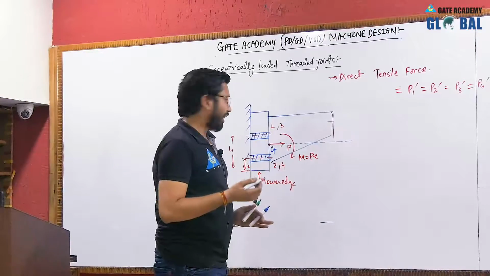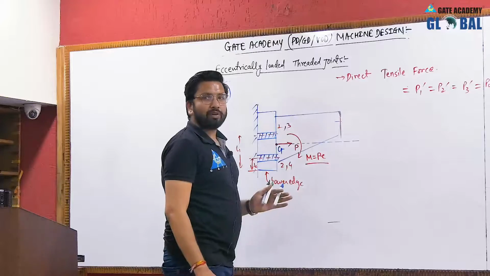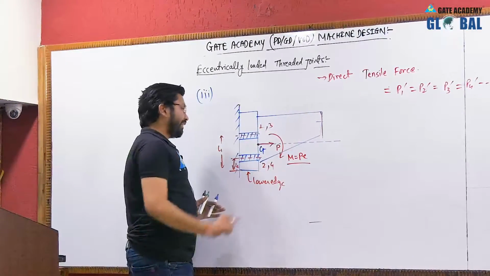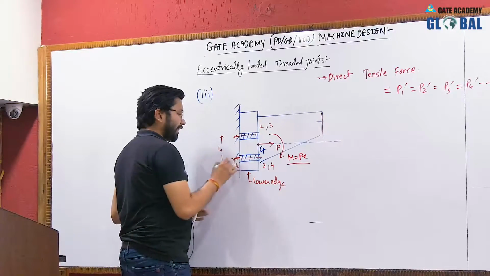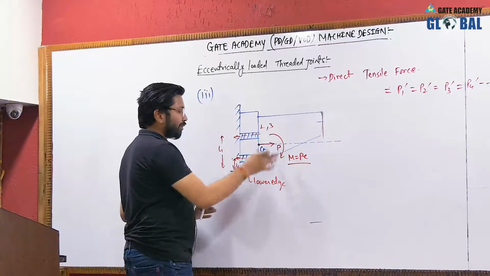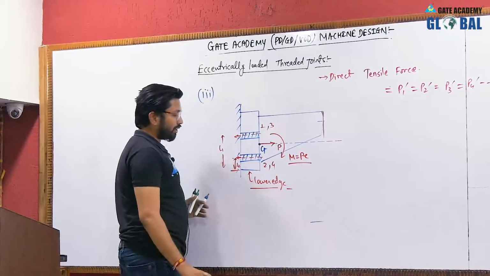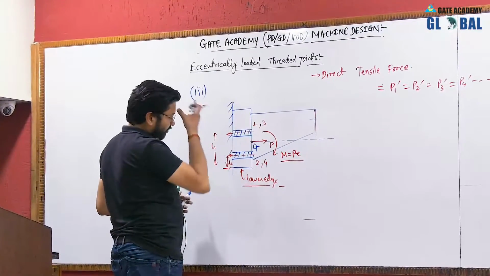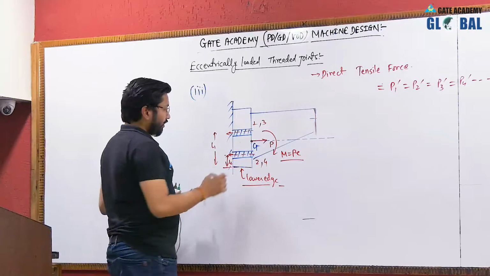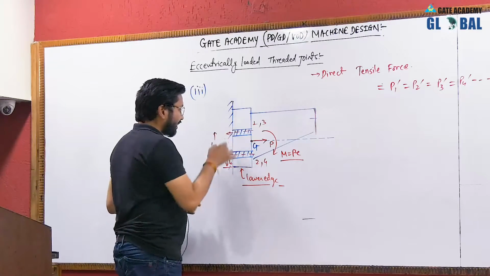So after this, you can see that due to this moment P into E, the arrangement will try to tilt, and this tilting will be resisted by the bolts itself. Okay, then the bolt will be subjected to a tensile force due to this moment. Okay, so to resist this moment, which is trying to rotate the bracket about the lower edge, we will be having some tensile forces, okay, as the reaction forces.